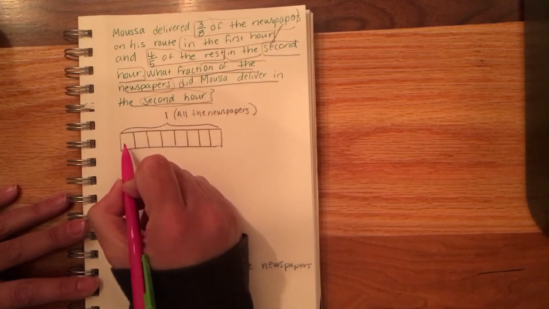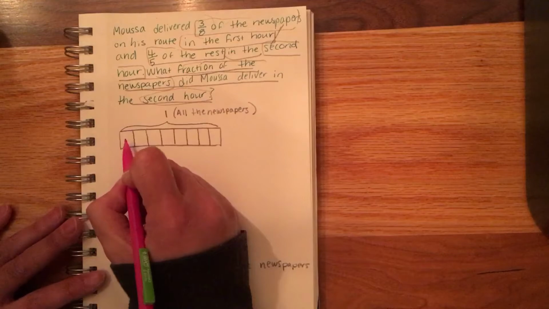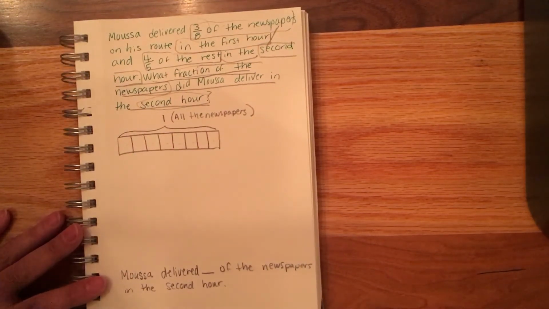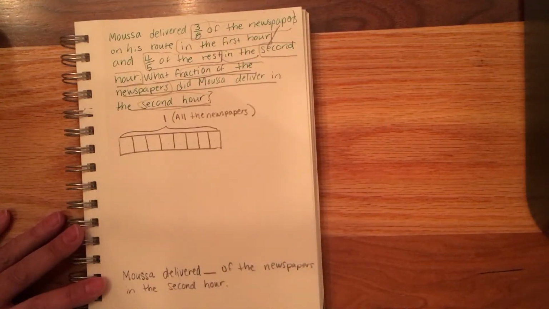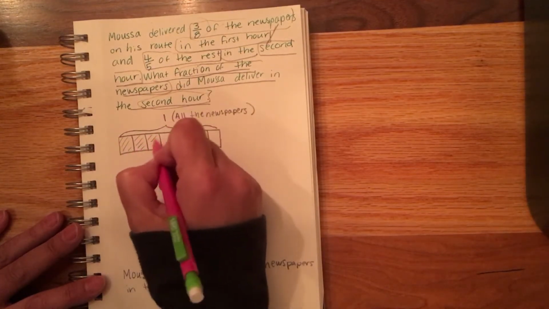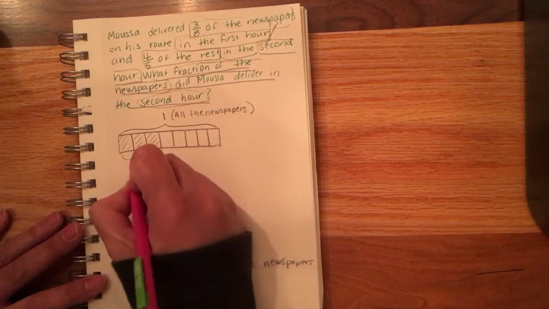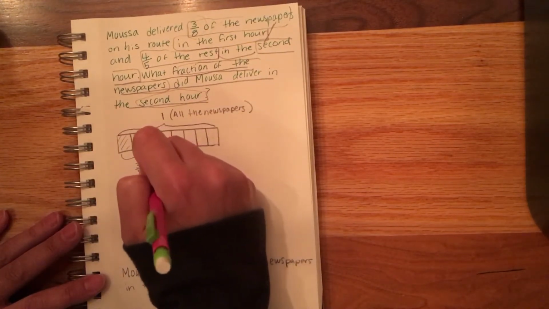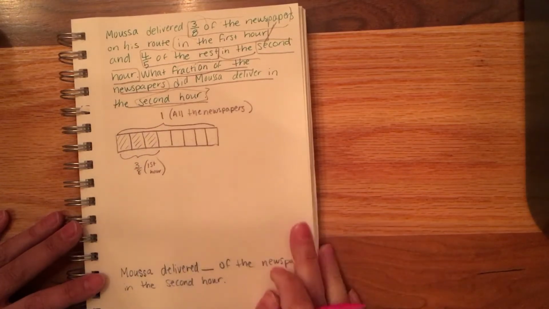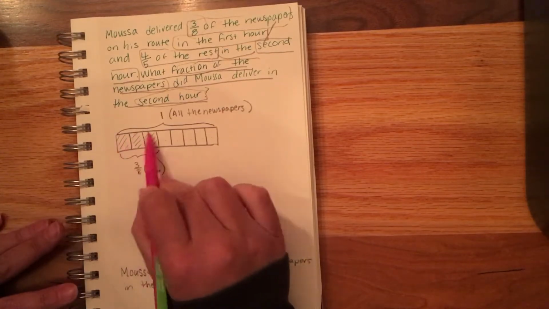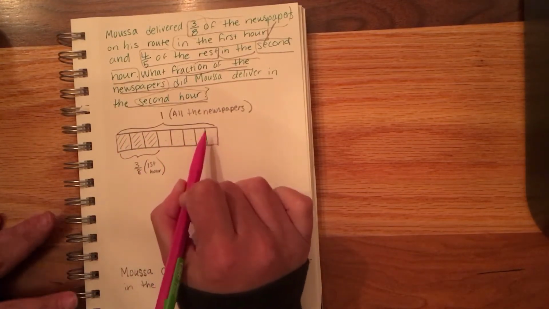And last but not least, I want to double count this to make sure I have 8 equal parts. 1, 2, 3, 4, 5, 6, 7, 8. Good. So we want to show that 3/8 of the newspapers were delivered in the first hour. I can do that by shading in 3/8, bracketing it and labeling it 3/8, and I'm going to put in parentheses first hour. So then I have what was delivered in the first hour, and I have these blank boxes.